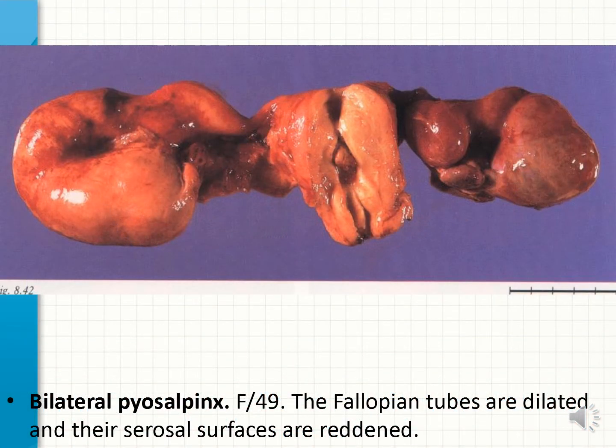Here you see the complex of uterus, ovaries, tubes. So, bilateral piercings. The female, 49 years old. We see the fallopian tubes, which are dilated and their serosal surface reddened.